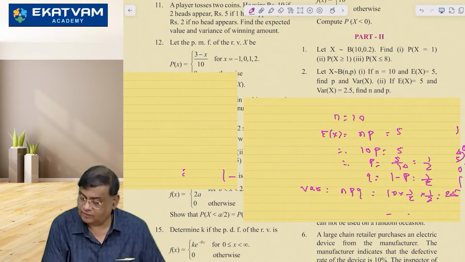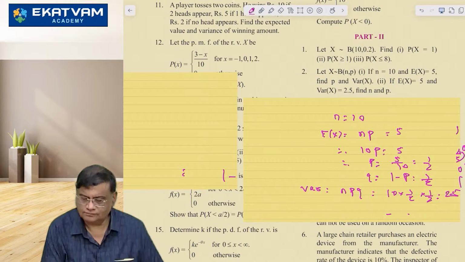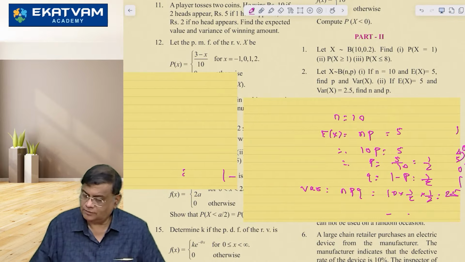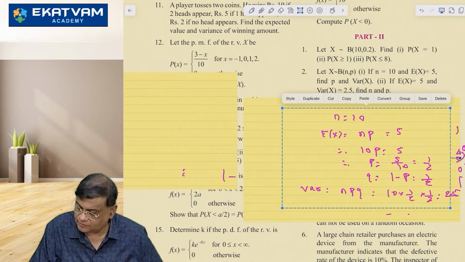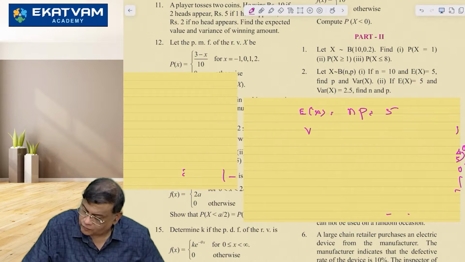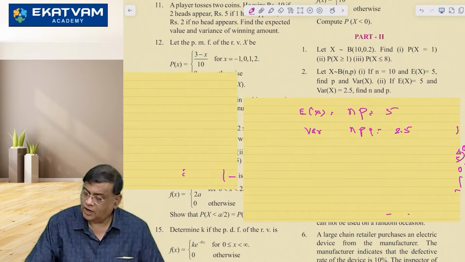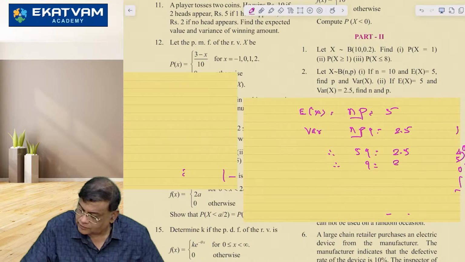अभी दूसरे में पहले से कोई रिश्ता नहीं है, वो अलग करना है तुमको. समझा? तो मतलब दूसरे के तरफ देखो. Expectation of x, listen, expectation of x मतलब np is equal to 5. Variance npq is equal to 2.5. अभी ये np की value मैंने इधर डाला, तो 5q is 2.5. So q is 2.5 over 5, which is 1 by 2.